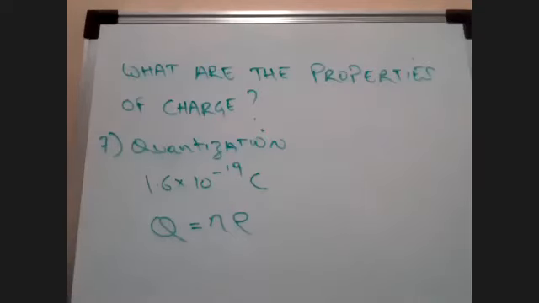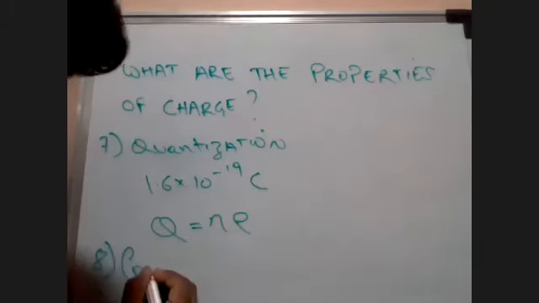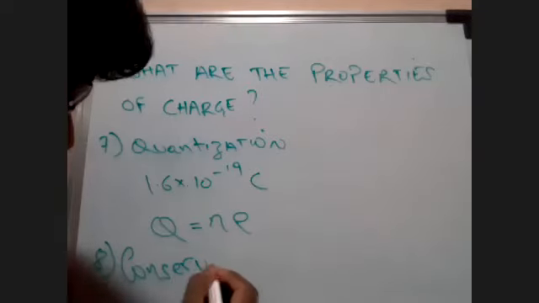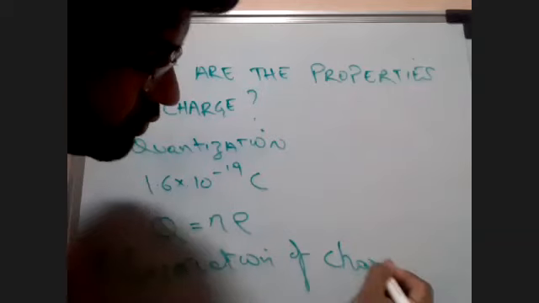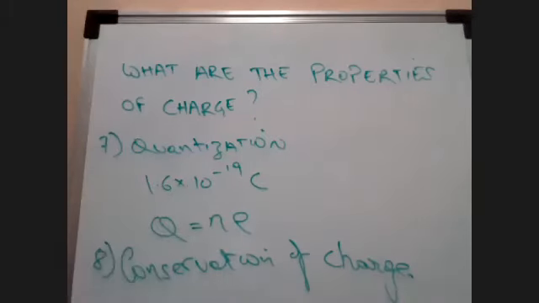And let's look at the eighth property, that is conservation of charge. So what do you mean by conservation of charge? Basically, the total charge in our system, the difference between the positive charges and the negative charges within a system, will always be constant or conserved.